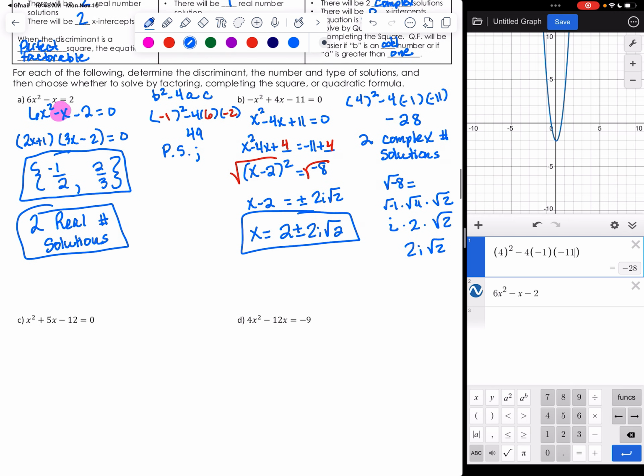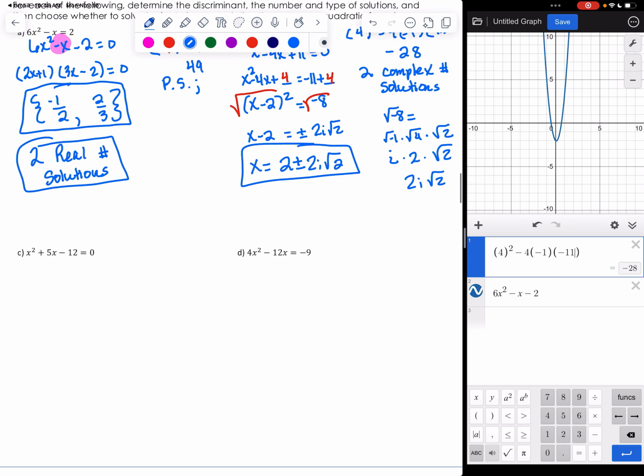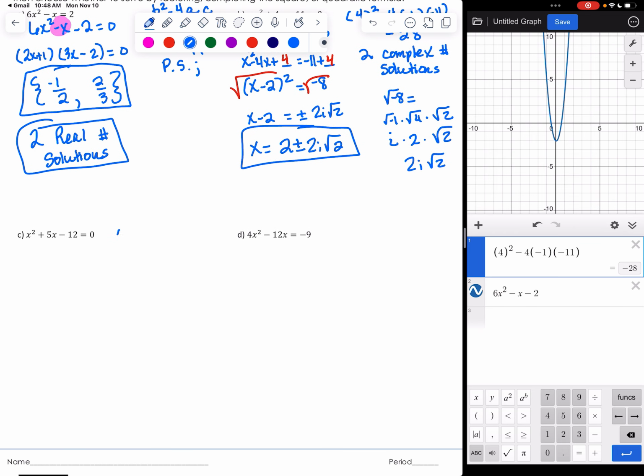All right, problem C. We have x squared plus 5x minus 12 equals 0. We're going to start by getting our discriminant. So I'm going to plug in a 5 for the B, a 1 for the A, and a negative 12 for the C. So I'll come over here, I'll edit this, change the 4 to a 5, change that negative 1 to positive 1, and change that negative 11 to negative 12. That gives me a discriminant of 73.